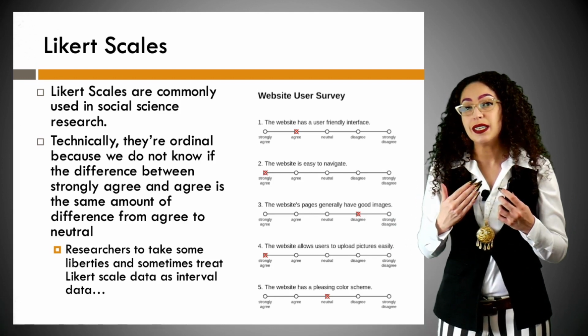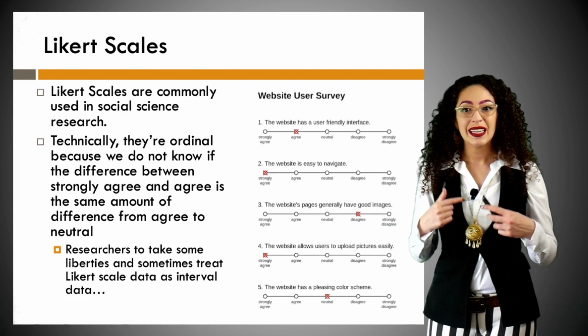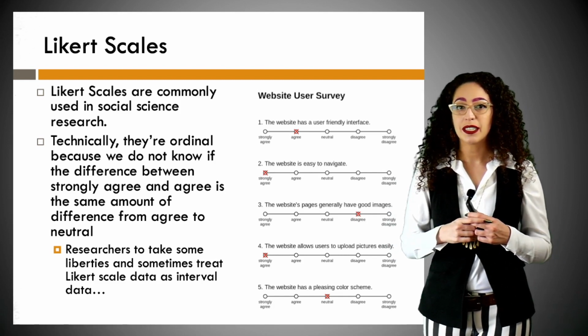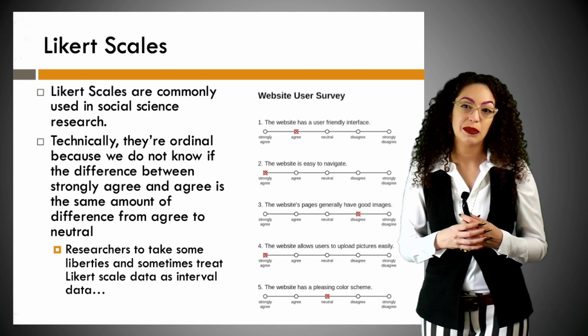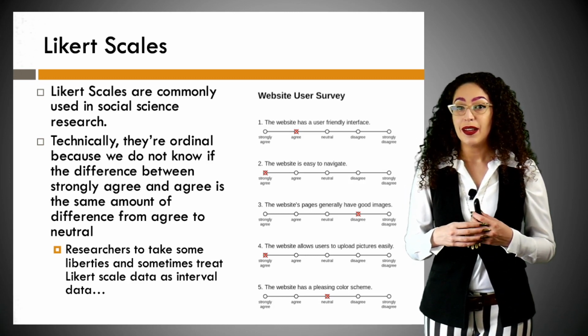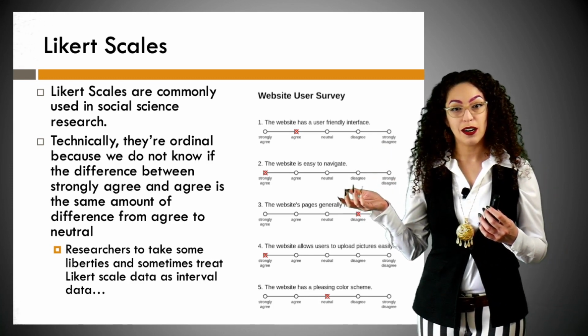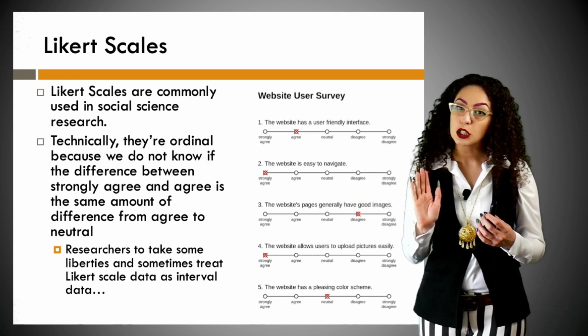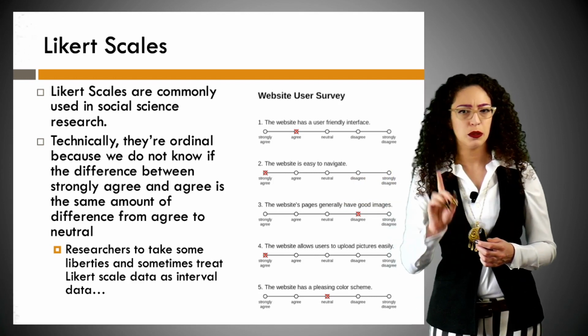So even though they're technically ordinal, many times in social science research they treat them as interval data, which is the next one we're going to use, because with interval data you can do math and some statistical operations. So if ever I ask you what kind of scale Likert scales are, I actually want you to say interval, but you should impress your future teachers and say it's technically ordinal, but do it respectfully.